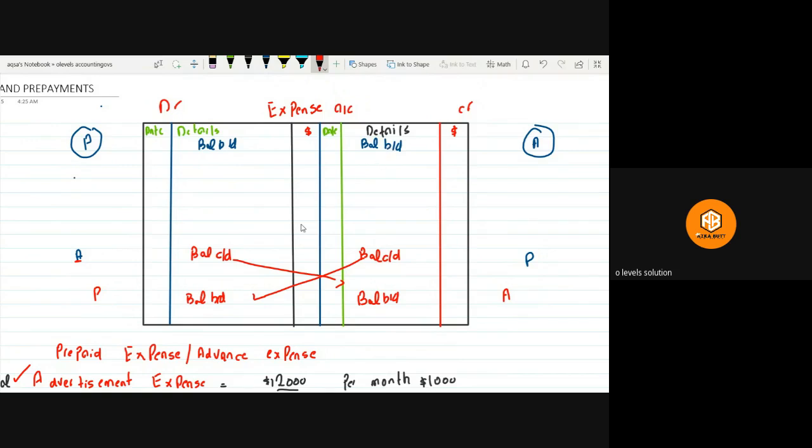Okay. And there are some other entries as well. So this is about the accrued and prepaid expenses. But whenever you need to decrease the bank and increase the expense, you will write your bank entry here, bank or cash, meaning that expense debit and bank or cash credit.